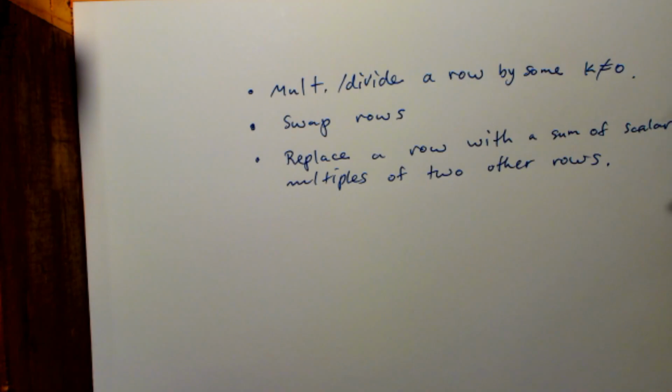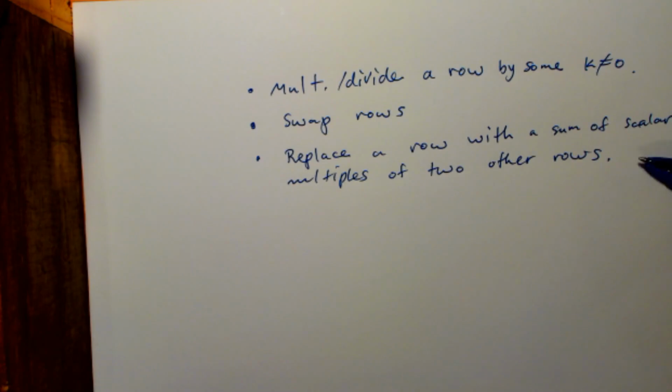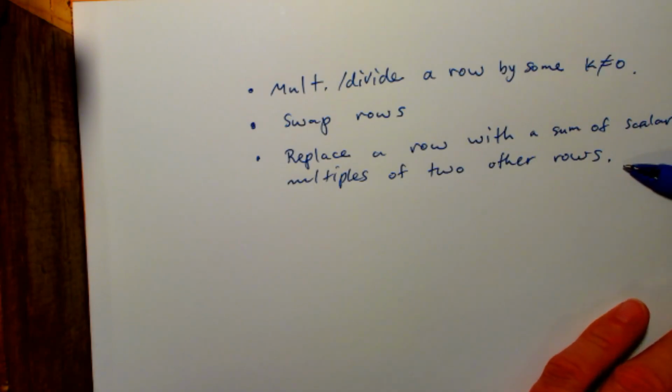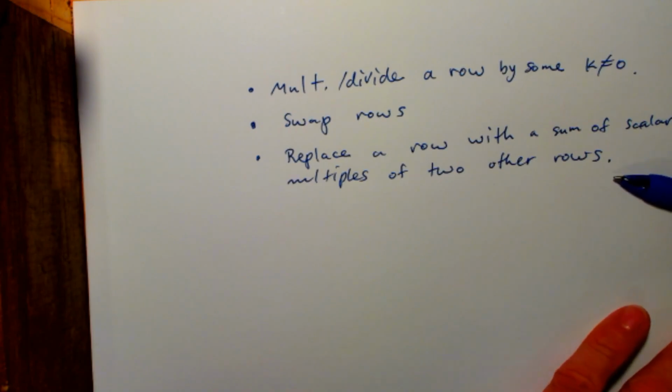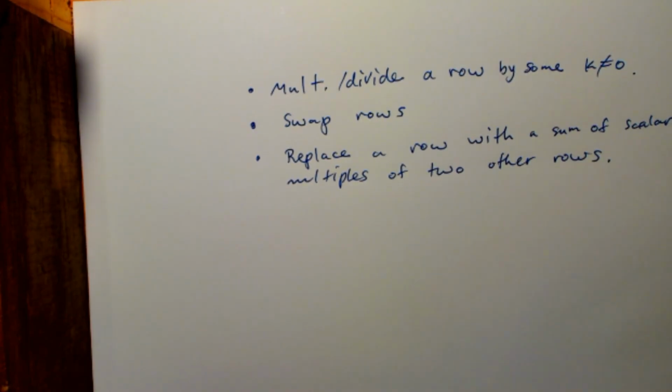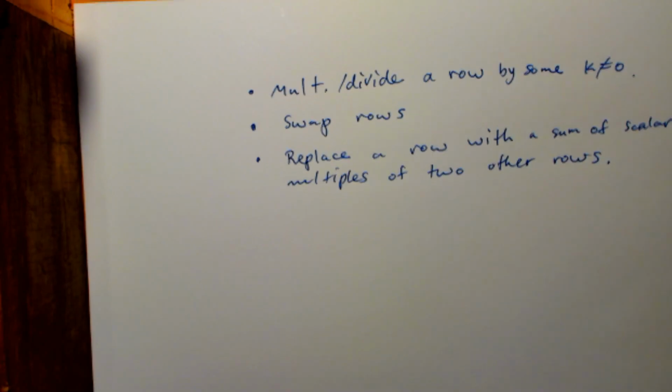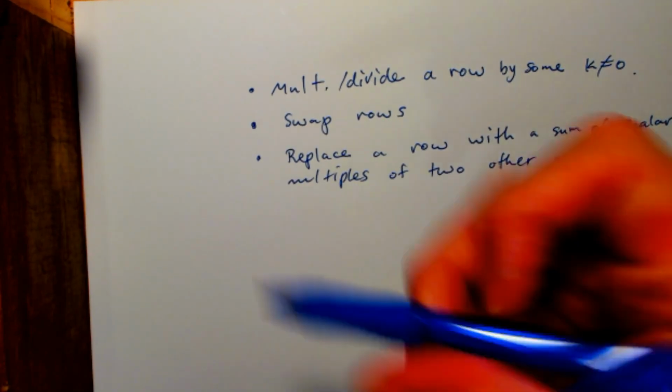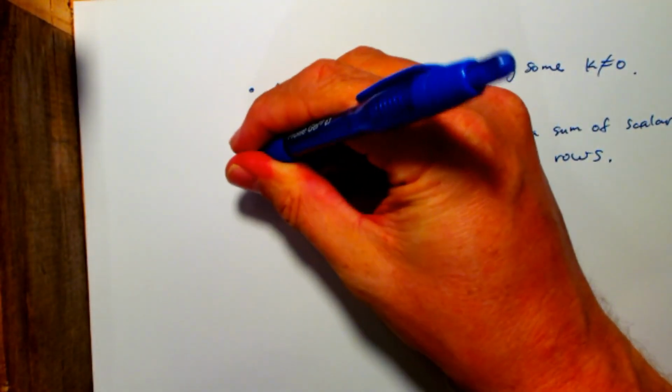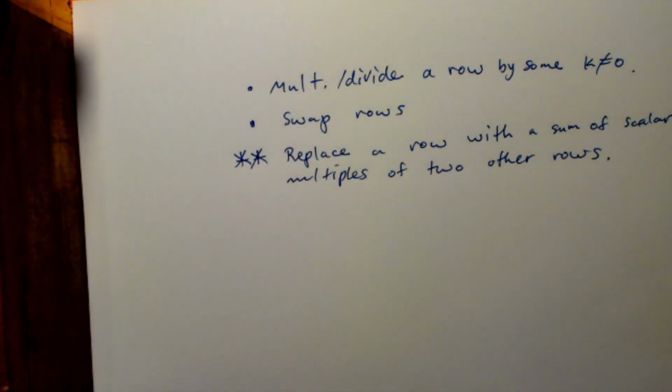Because if we're replacing, say, the first row with 2 times the first row, well, then what we've done is really the third one. We've replaced a row with a sum of scalar multiples of 2 other rows. Well, the scalar multiples would be 2 and 0, and the 2 other rows would be that first row itself and some other row. Okay, so this is really all you need. So I'll just put a double asterisk for that one, because that's the key rule to remember when it comes to valid row operations to perform Gaussian elimination.